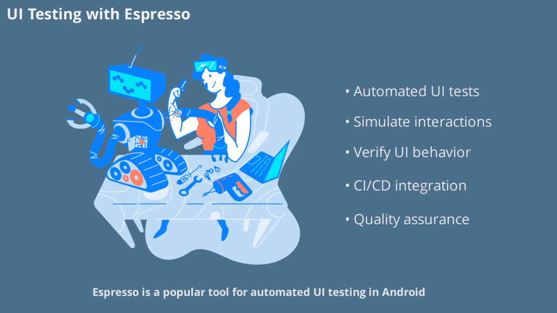Espresso is a popular tool for automated UI testing in Android. It allows you to simulate user interactions and verify UI behavior. Integrating Espresso tests into your CI/CD pipeline ensures your app's interface remains reliable across updates. Sharing your experience with UI testing demonstrates your commitment to quality assurance.